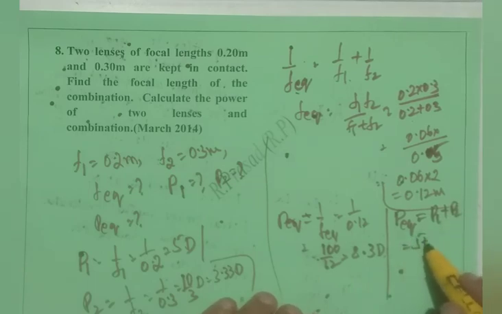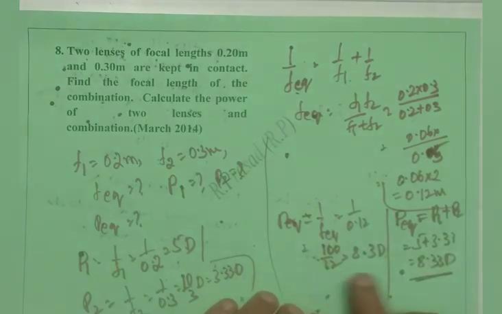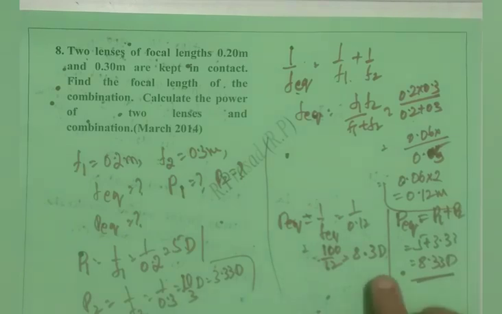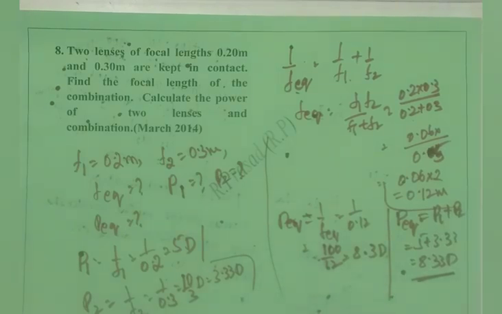P1 plus P2 is 5 plus 3.33, which amounts to be 8.33 diopters. So this is the equivalent power. We got the same thing with both methods. Here we truncated at the first decimal place. This concludes this numerical session. In the next session, we learn about the prism and other things.